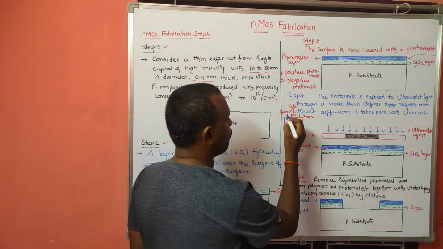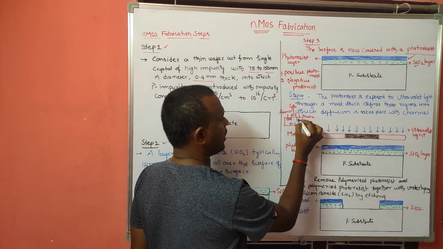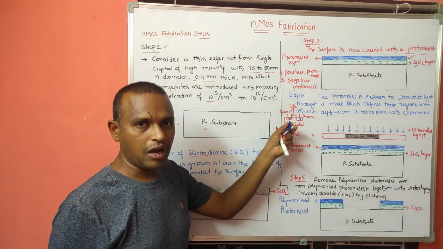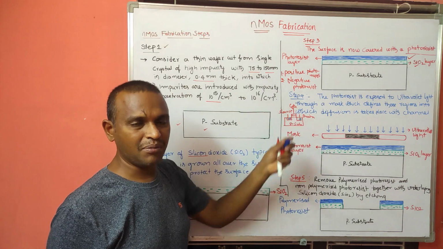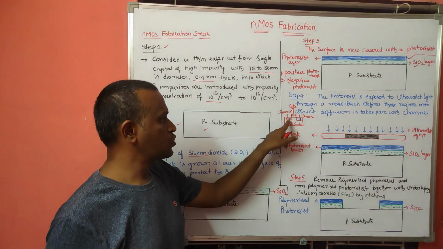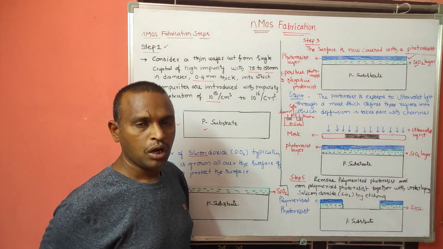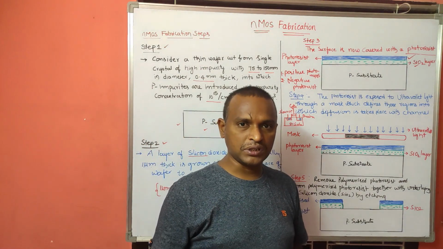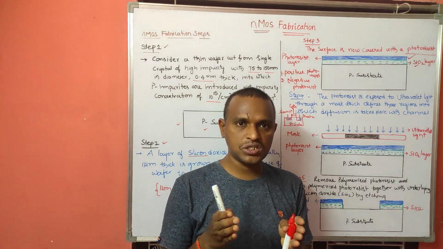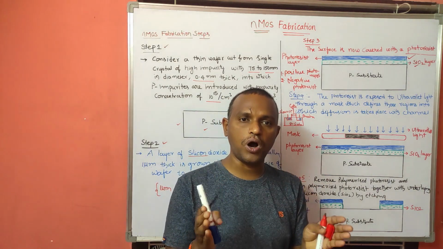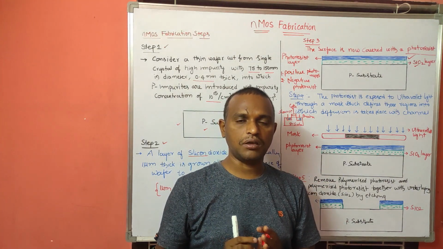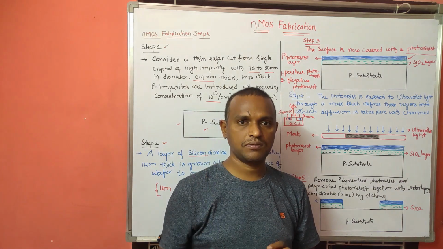So here we have N plus and N plus. So we have to fabricate the nMOS transistor that consists of like this. This is the P substrate, source and drain. Okay. Now what we will do after the third step is we will define the regions where we have to form the source and drain and the gate, including the channel space.